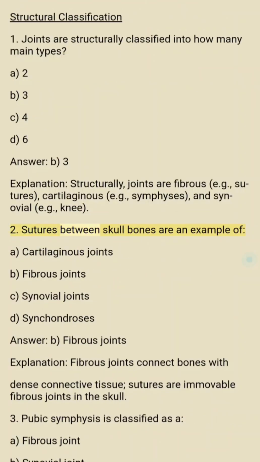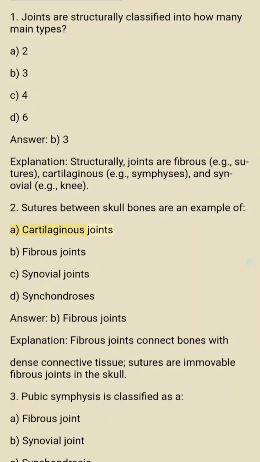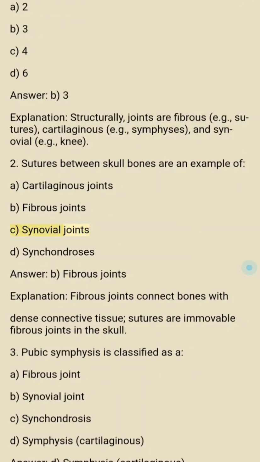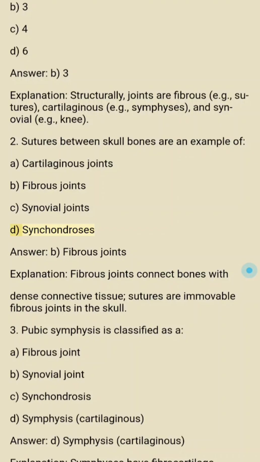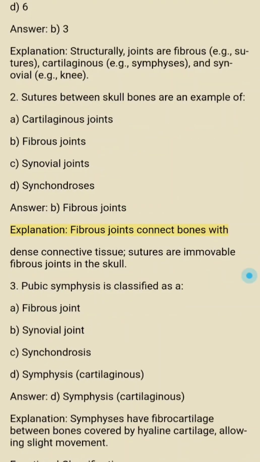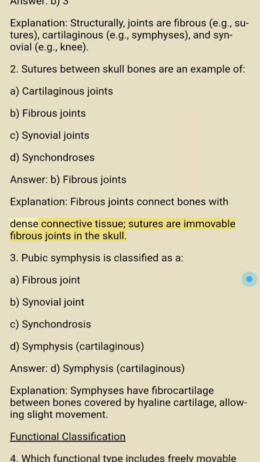2. Sutures between skull bones are an example of A. Cartilaginous joints. B. Fibrous joints. C. Synovial joints. D. Synchondroses. Answer. B. Fibrous joints. Explanation. Fibrous joints connect bones with dense connective tissue. Sutures are immovable fibrous joints in the skull.